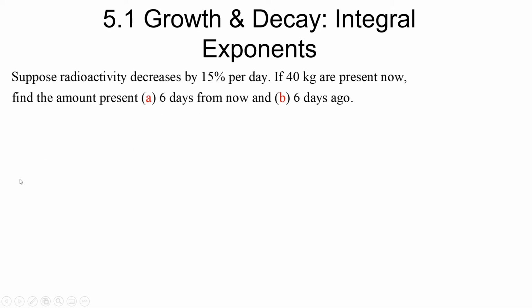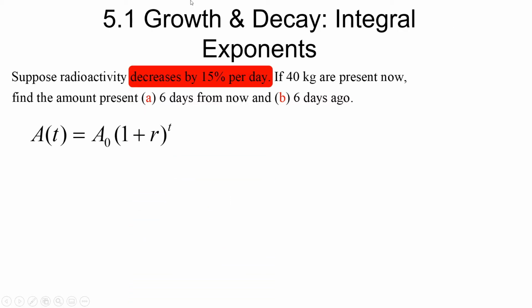Okay, here's our first story problem here. Suppose radioactivity decreases by 15% per day. If 40 kilograms are present now, find the amount present A, 6 days from now, and B, 6 days ago. So what we're going to have to do is set up our exponential model. Again, A of t, the amount of radioactivity, will equal A sub 0, our initial amount, times the growth factor, 1 plus our growth rate to the t power.